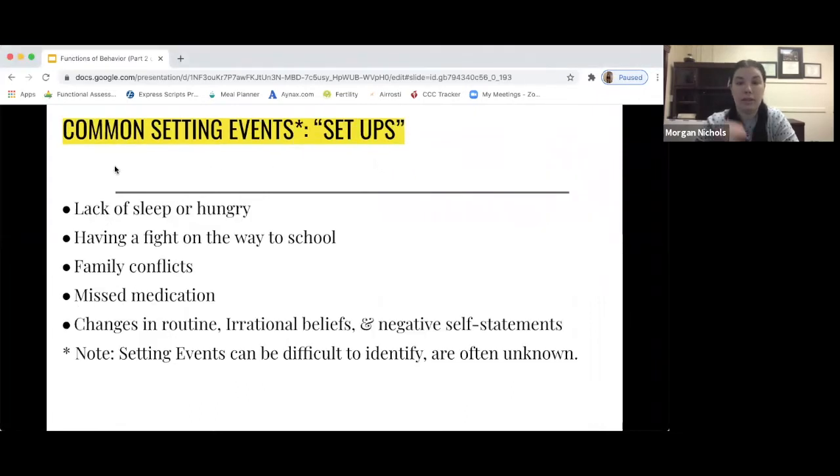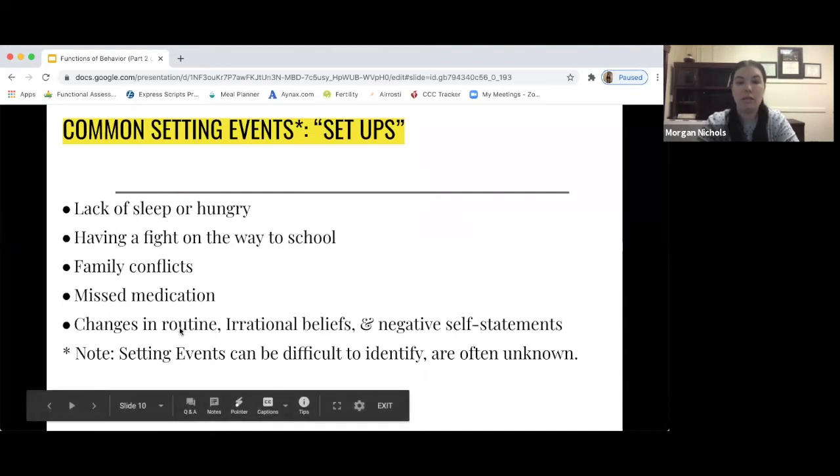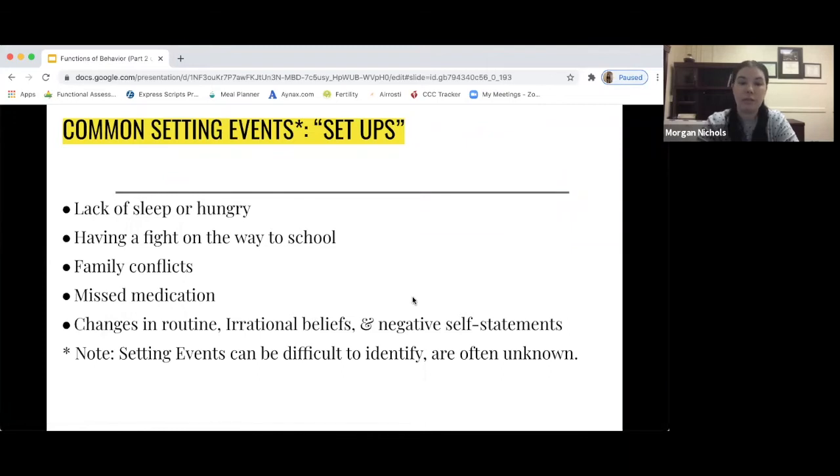Some common setting events, things that set up bad behavior, negative behavior, problematic behavior, are lack of sleep or being hungry, maybe having a fight on the way to school, some sort of family conflict, any sort of missed medication. Have y'all ever had a chance where you've had a lot of pain and you missed taking Tylenol, so then instead of your pain decreasing, it increases? That'll set you up for some pretty negative behaviors, right? Any sort of change in routine, irrational beliefs, or negative self-statements. These are all things that are very common setting events.